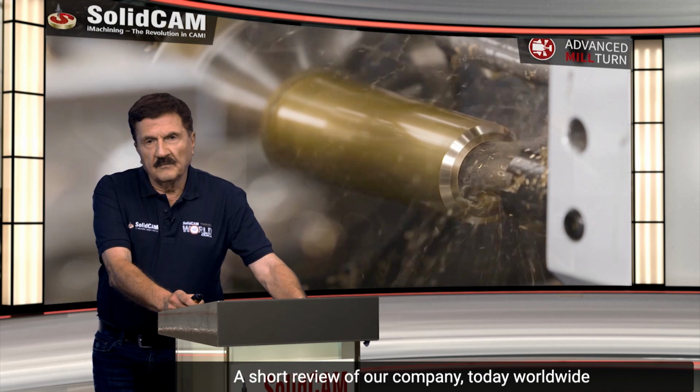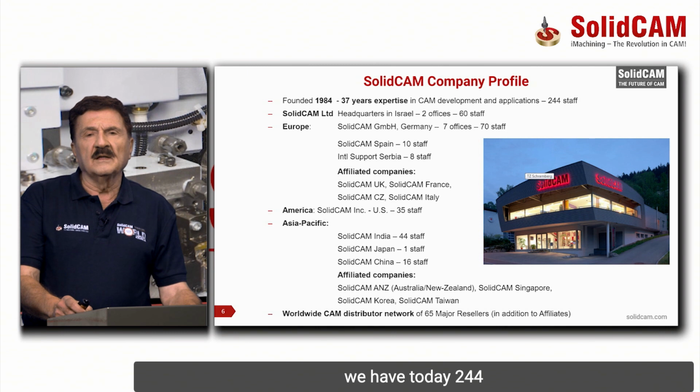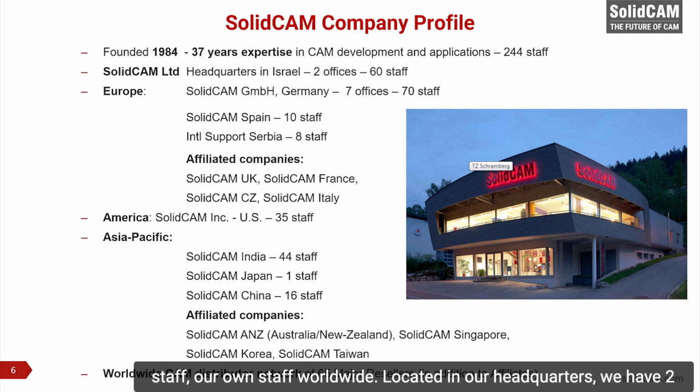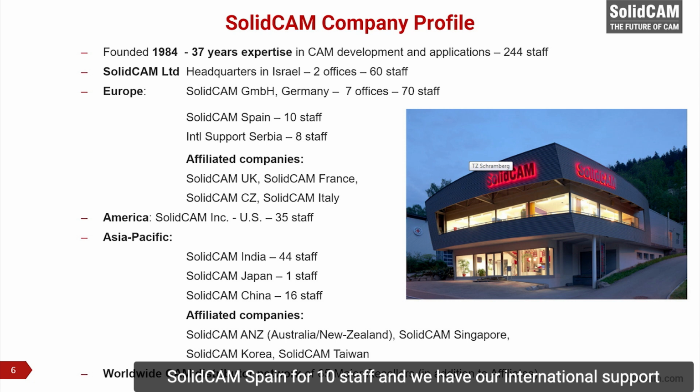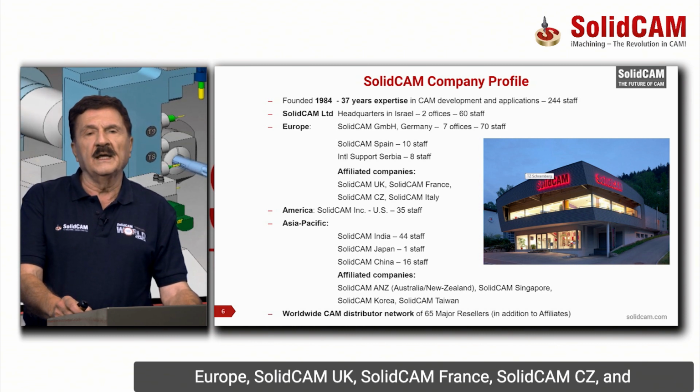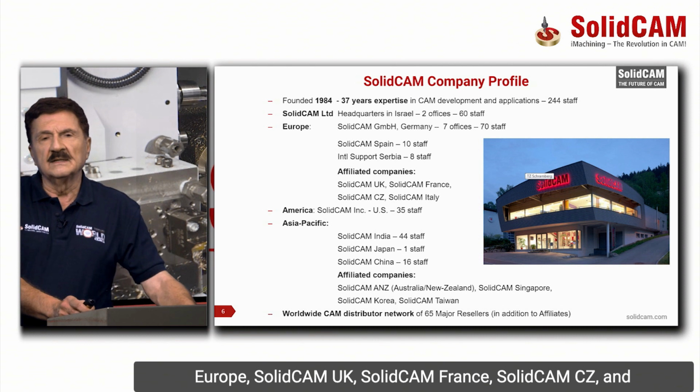A short review of our company today worldwide. We have today 244 staff, our own staff worldwide. Located in our headquarters, we have 2 offices with 60 staff. SolidCAM GmbH is our European headquarters in Germany with 7 offices and 70 staff. We have our newly established SolidCAM Spain with 10 staff, and we have our international support team in Serbia with 8 staff. We also have affiliated companies in Europe: SolidCAM UK, SolidCAM France, SolidCAM CZ, and SolidCAM Italy.